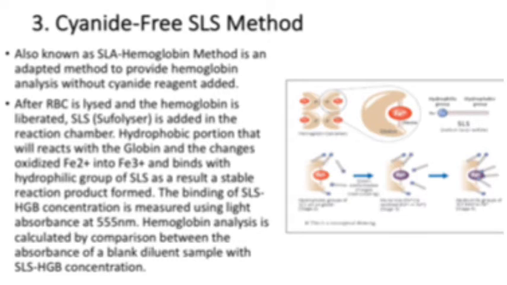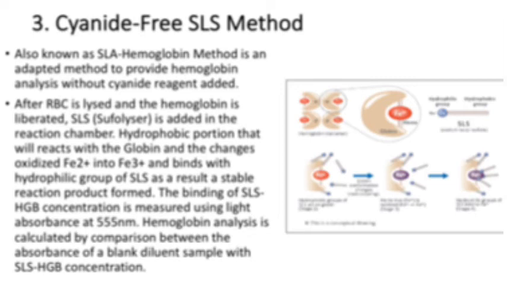Third is the cyanide-free SLS method, also known as the SLS hemoglobin method, which is an adaptive method to provide hemoglobin analysis without cyanide reagent added. After the RBC is lysed and the hemoglobin is liberated, SLS is added in the reaction chamber. The hydrophobic portion reacts with the globin and changes, oxidizing Fe2+ into Fe3+, and binds with the hydrophilic group of SLS. As a result, a stable reaction product forms.